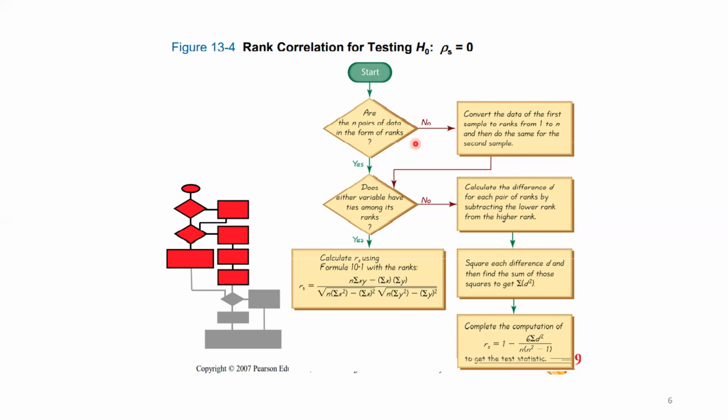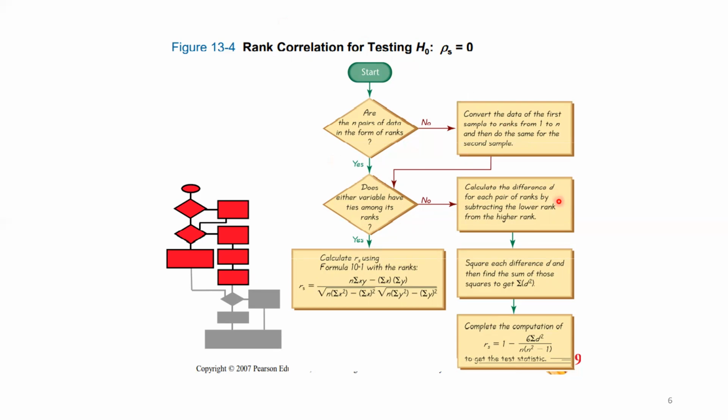If the data are not ranks in the rank correlation test, we have to convert them into ranks. Then we are at this stage: does either variable have ties among its ranks? So we ask, are there any ties? If yes, you can move to this path. If no, you can go this way.